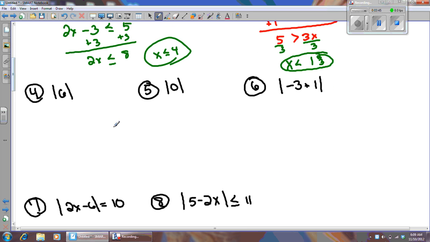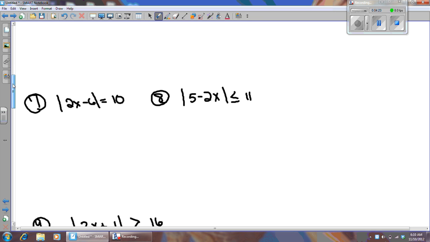All right, quickly review absolute values. Definition of absolute value, hopefully you can say the distance from 0 on a number line. Absolute value of 6 equals 6, because 6 is 6 spaces from 0 on a number line. Absolute value of 0, that's an easy one. It's 0 spaces from itself, so therefore the absolute value is 0. And the absolute value of negative 3 plus 1, that's the same as the absolute value of negative 2. How many spaces is negative 2 from 0? Why, it's 2 spaces. Okay, remember the distance from 0 on a number line.